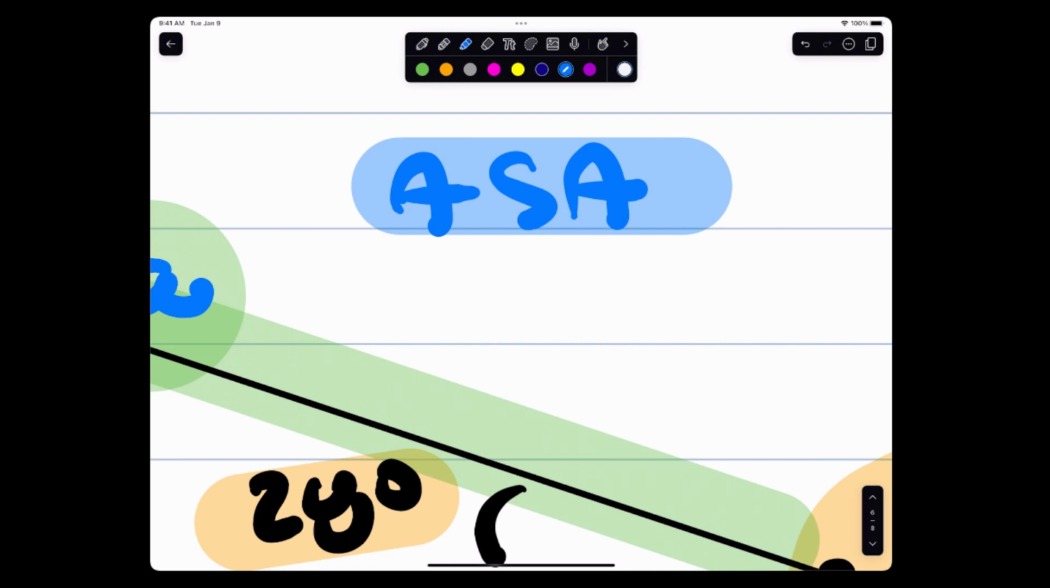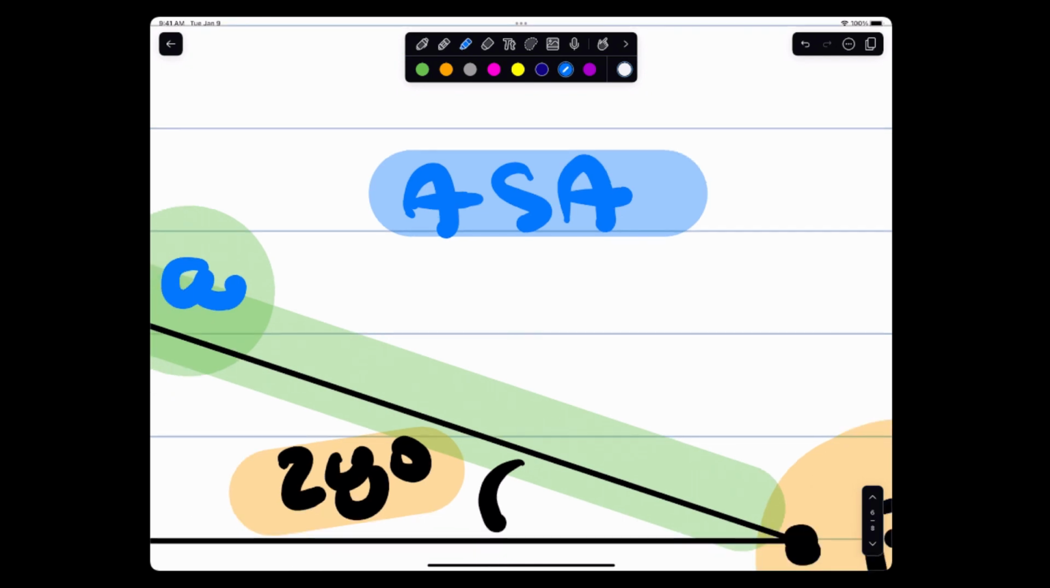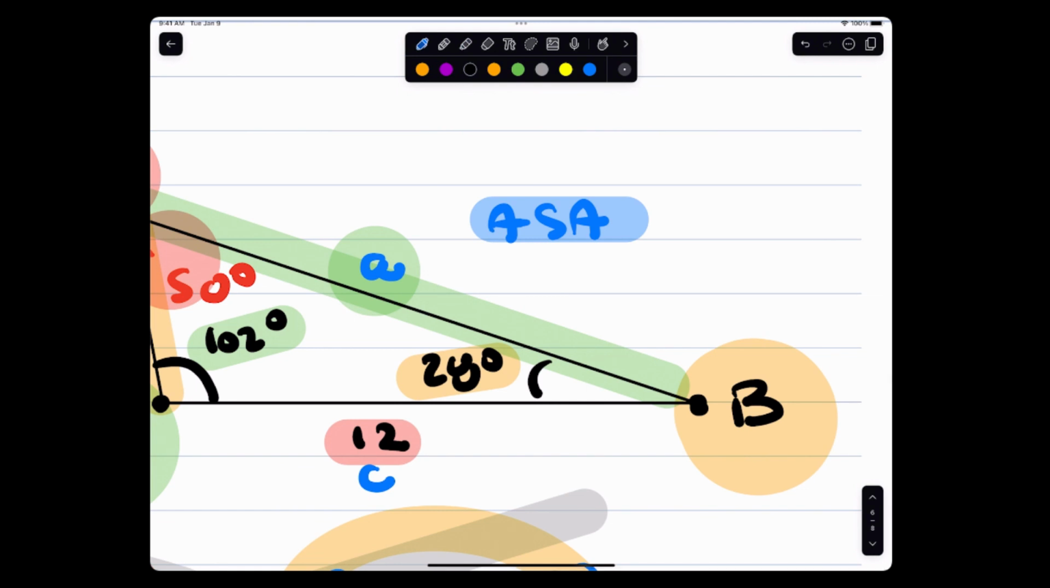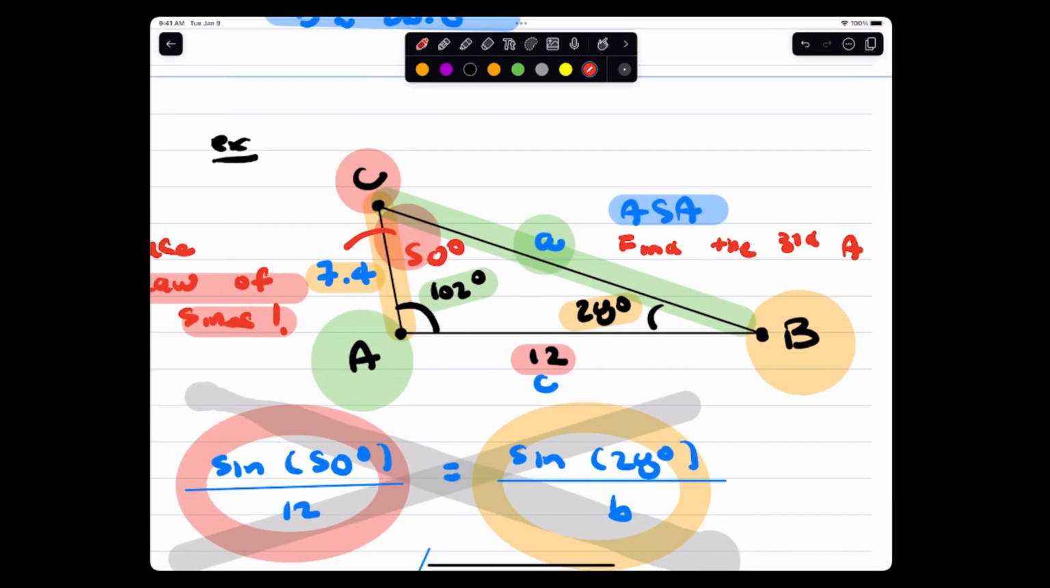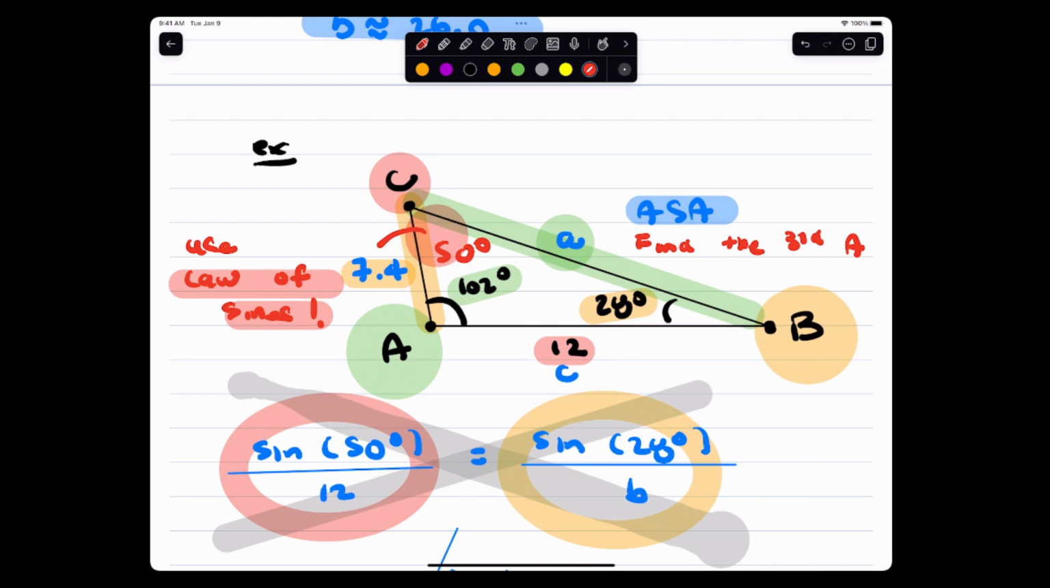What does it mean? The side is between two angles. So if the side's between two angles, do you guys know what that means? What do you guys want to always do first? Find the third angle. Okay, and that's what we did in red. That's how we start, so we can use law of sines.